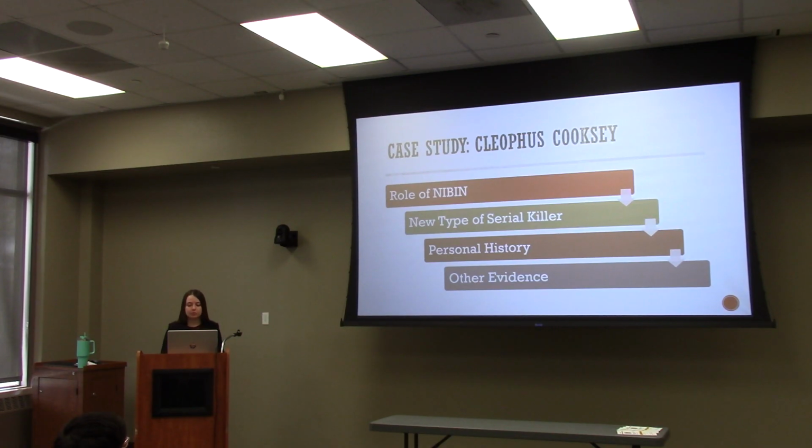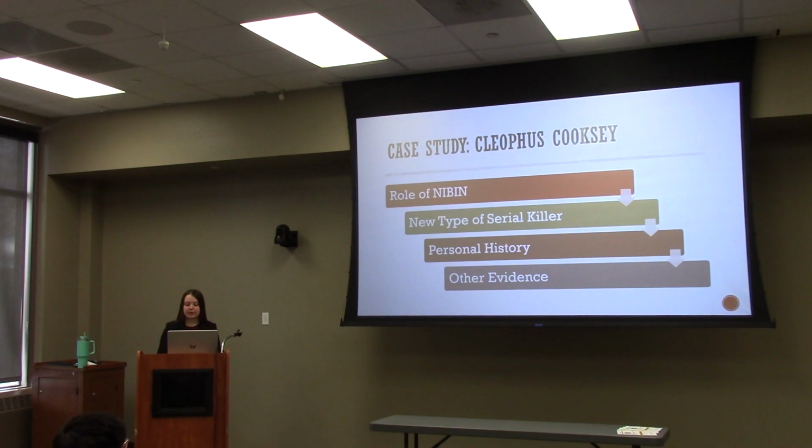NIBIN played a large role in this case because it was the connection between the early murders and the later ones. Casings were entered from Phoenix, Avondale, and Glendale, where the database determined that they were shot from the same gun. At the local level, each department had entered their evidence into their IBIS system, which feeds into NIBIN because it is the national database, and that's how the matches were confirmed.